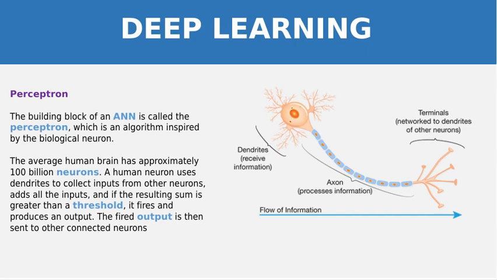The average human brain has approximately 100 billion neurons, and a human neuron takes the input from other neurons, adds the input, and if the resulting sum is greater than a threshold, it fires and produces an output. The fired output is then sent to other connected neurons. So how does it behave? It takes the input, processes it, adds the values, and if it crosses the threshold, it produces the output. So it is the logic in the human, biological neuron.